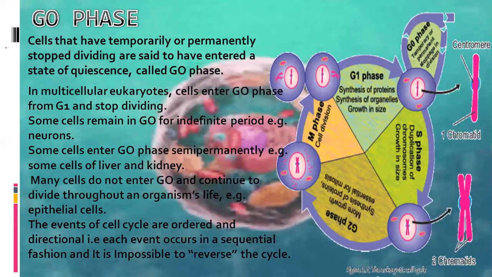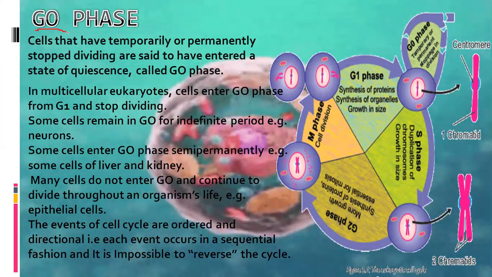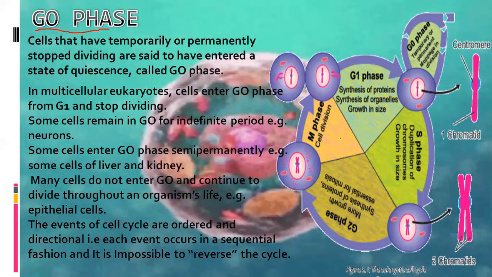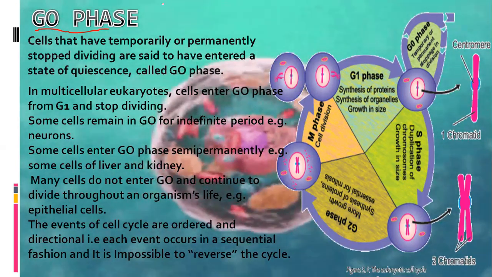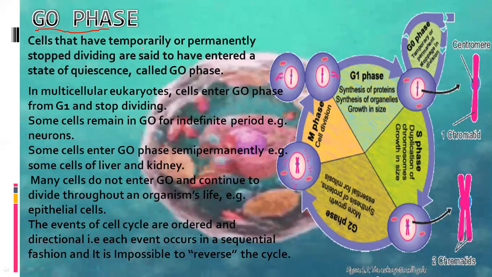Okay, so here we will talk about the next phase, which is actually not part of the cell cycle, but it is outside of it, and it is also very necessary. This is the phase in which the cells which undergo temporary or permanent stop dividing. So they have entered the G0 phase, but soon after G1 phase.